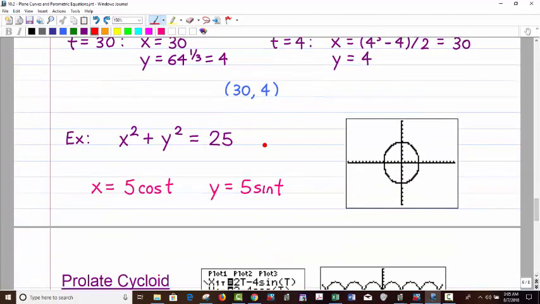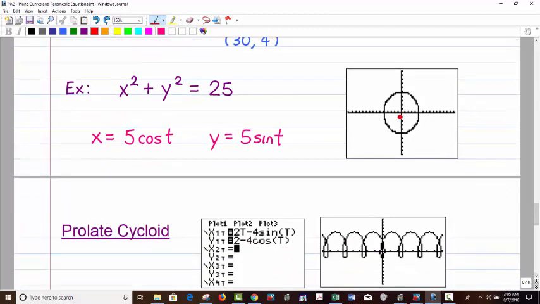Now for these kinds of equations, x squared plus y squared equals 25. This is actually circular, though it could be an ellipse also. You just take the square root of 25, which is 5, so you let x equal 5 cos t, y equal 5 sin t. Then putting them in there, that's 25 cos squared plus 25 sin squared, which does equal 25.